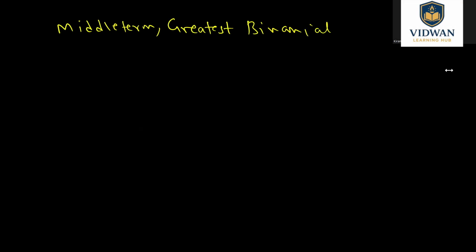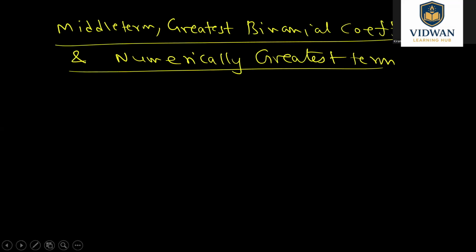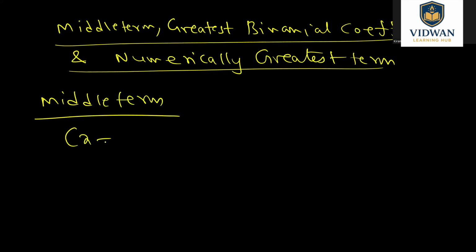So we'll now discuss middle term, greatest binomial coefficients, and one more topic, numerically greatest term. So for middle term, let's choose an expansion, (x + a) whole power n. Based on the value of n, we can decide the number of terms. Because the power is n, the number of terms is n + 1. First thing that you know is the number of terms is n + 1.